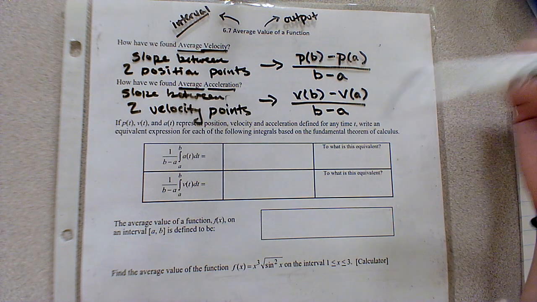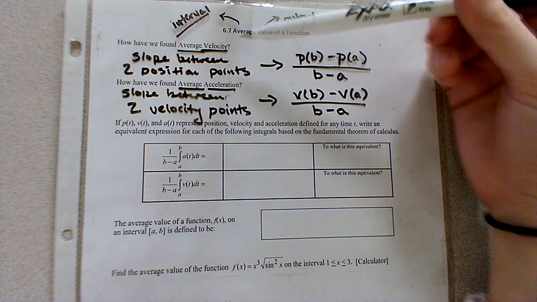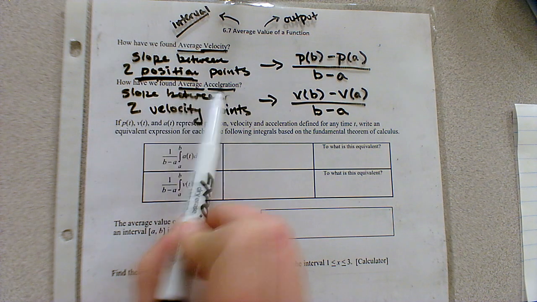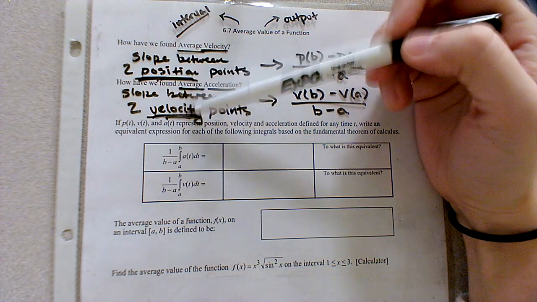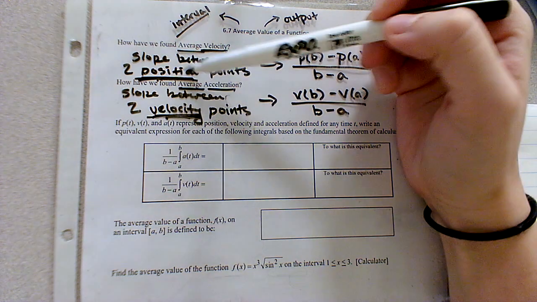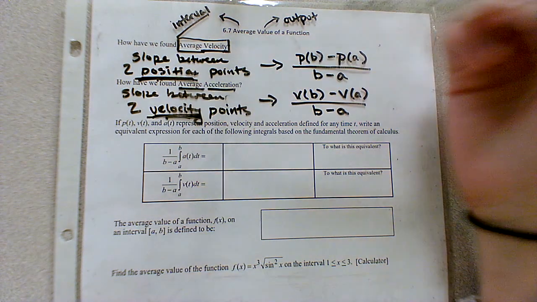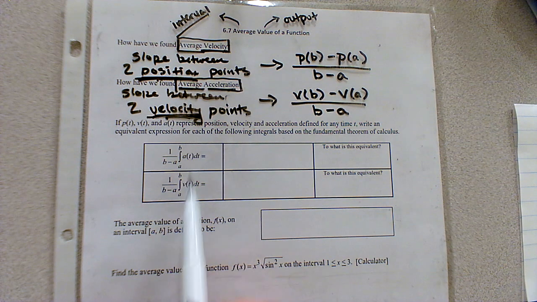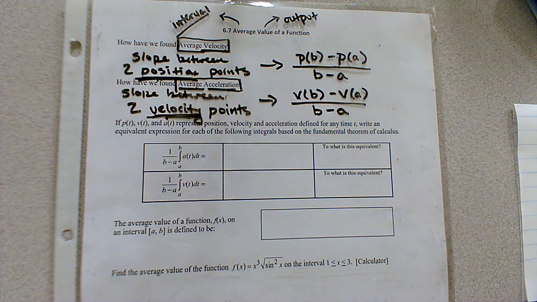Notice how in the past, in order to find average velocity, you had to know position, and in order to calculate average acceleration, you had to know velocity. The question is, what if we don't have either one of these available? For instance, what if we didn't know position? How could we still calculate average velocity? And what if we didn't know velocity? How could we still calculate average acceleration? So we're going to take a look at these two integral setups to see if we can approach this average value, or this average output, a different way.